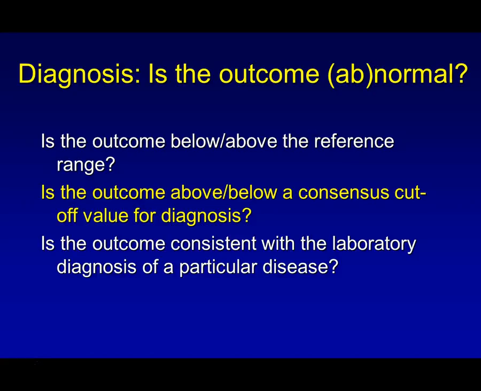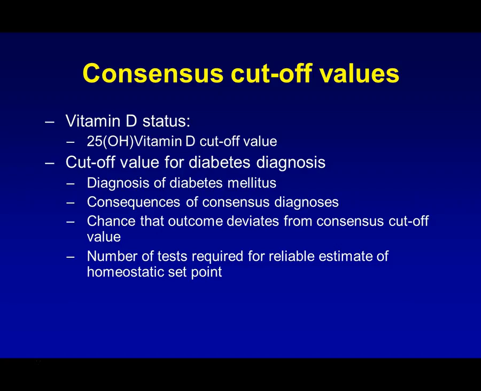The second way to determine whether an outcome is normal or abnormal is the use of a consensus cutoff value for diagnosis. In this lecture, we discussed two of them. We discussed vitamin D status, the 25-hydroxyvitamin D cutoff value that is based on biochemical relationships, but we also discussed the cutoff value for the diagnosis of diabetes, and for that we discussed the consequences of such a consensus diagnosis, and also the chance that an outcome deviates from the consensus cutoff value.